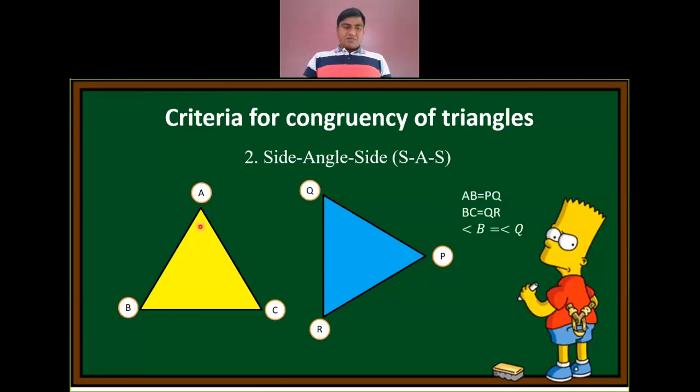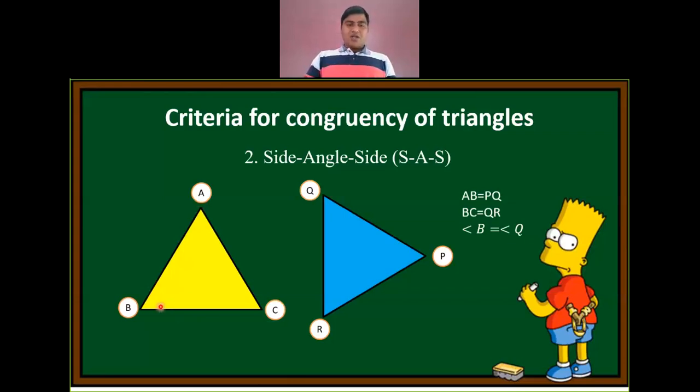Here the side AB is equal to side PQ. Side BC is equal to side QR. And this is the angle B. It must be noted that this angle must be the included angle, not any other angle. So this angle is included between the sides AB and BC.